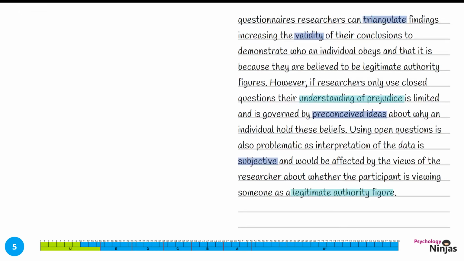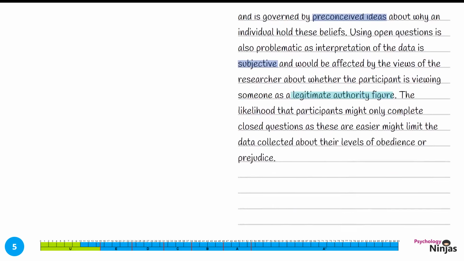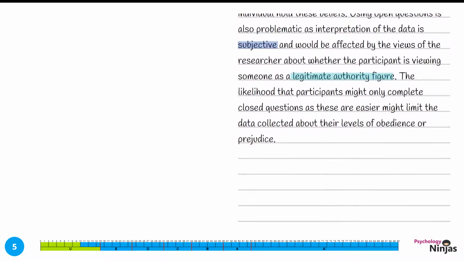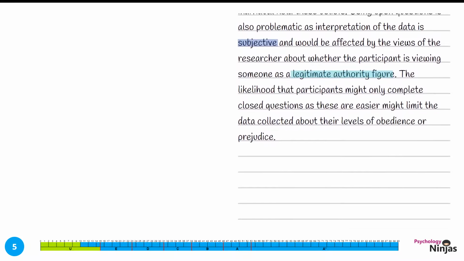It's time to make a judgment once again about whether we should use questionnaires. The likelihood that participants might only complete closed questions as they are easier might limit the data collected about their levels of obedience or prejudice. Here we're talking about why participants might only do one type of question, even if both types are included in our questionnaire. It's now time to go back to our explanation, outlining another feature of questionnaires.